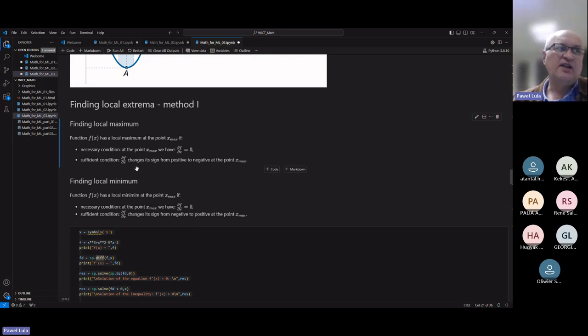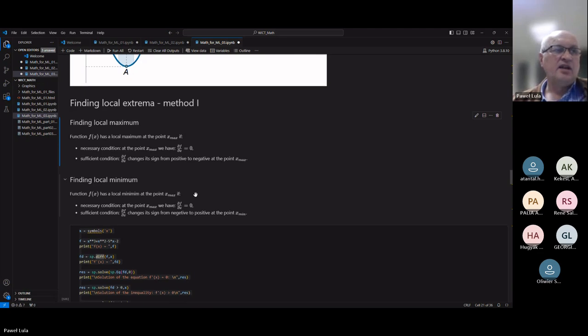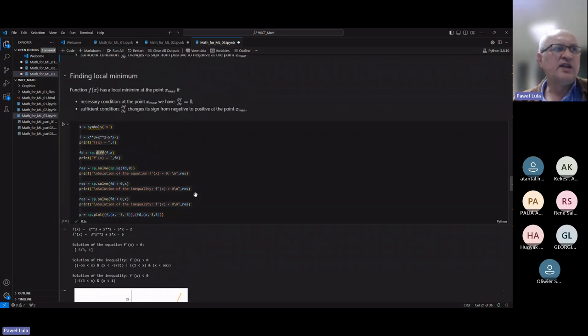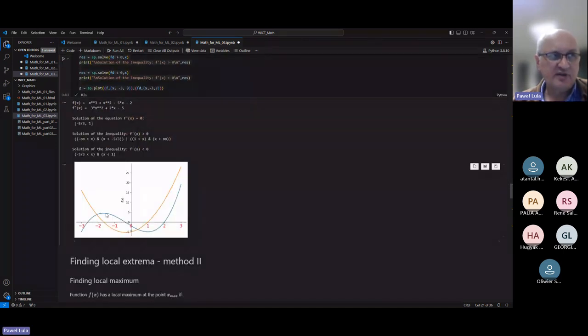We should check if the first derivative at this point, for which the first derivative is equal to 0, changes its sign when crossing this point, from positive to negative. We are talking about a local maximum. Here, on the blue function, this local maximum is here.